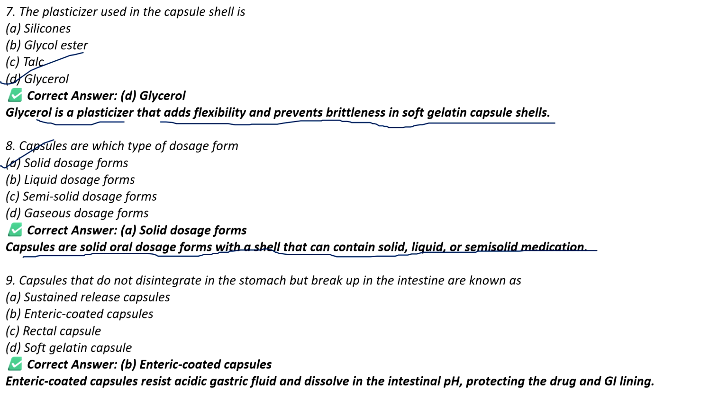Moving on to the next question, capsules that do not disintegrate in the stomach but break up in the intestines are known as. Options are sustained release capsules, enteric coated capsules, rectal capsules or soft gelatin capsules. Enteric coated capsules basically resist the acidic gastric fluid and dissolve at intestinal pH, protecting the drug and the gastrointestinal lining. So we can say option B, enteric coated capsules, is the correct answer.